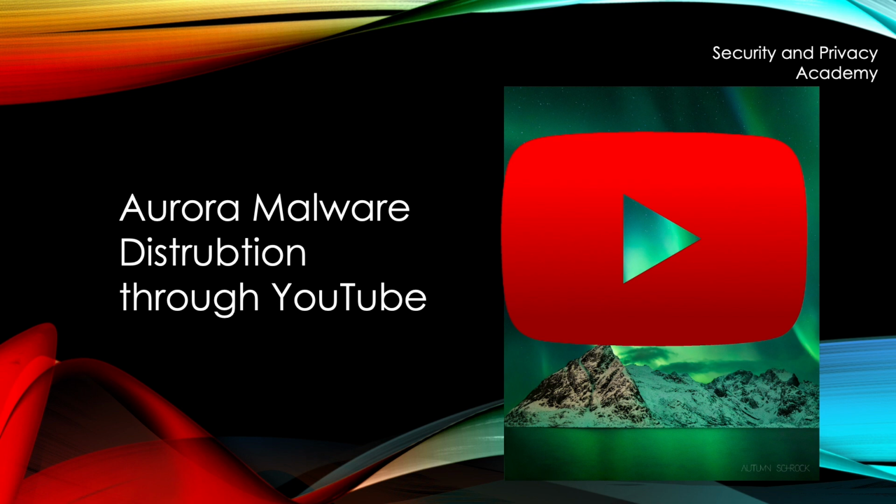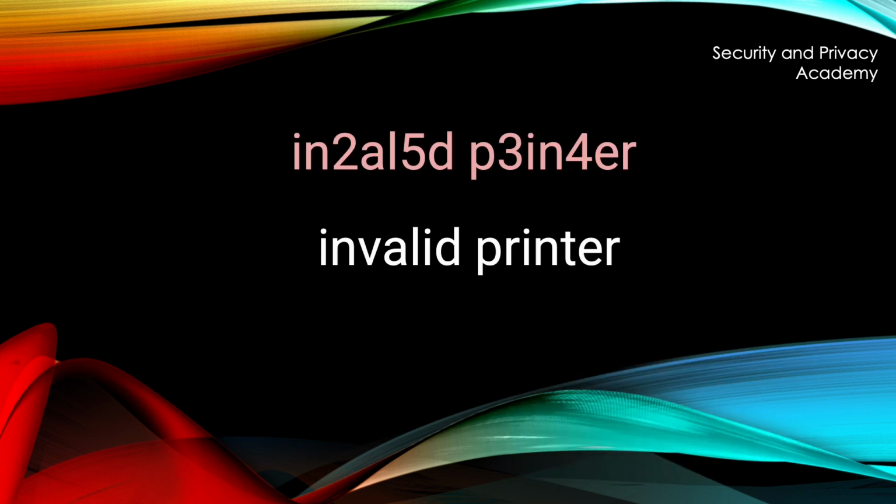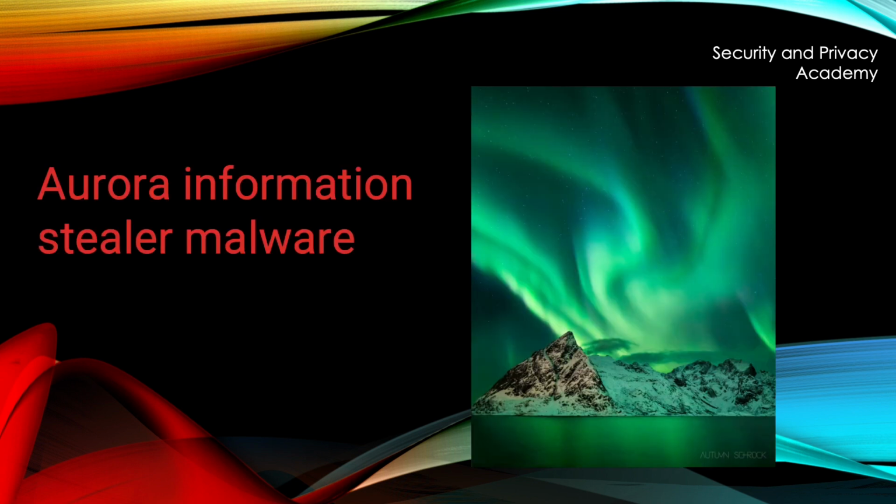In today's video I present a recent security report on how the extremely stealthy malware called Aurora gets deployed. Recently, attackers have been using YouTube as a form of social engineering to deploy their malware loaders. In this video we talk about this malware loader, which is pronounced "invalid printer". The malware loaded is an information stealer called Aurora, but we're not focusing on the malware but rather the initial attack delivery chain component, YouTube.